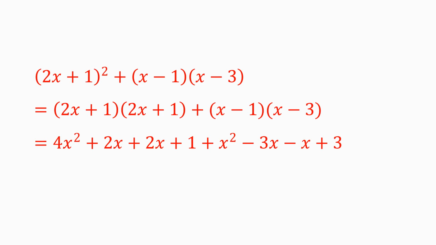Then we have plus x times x is x squared, x times negative 3 is negative 3x, negative 1 times x is negative x, and negative 1 times negative 3 is 3. Then we put the like terms together. We have 4x squared plus x squared, that gives us 5x squared, 2x plus 2x minus 3x minus x, that is 0, since it's similar to 4x minus 4x. Then we have 1 plus 3 is 4. Therefore, the answer is 5x squared plus 4.